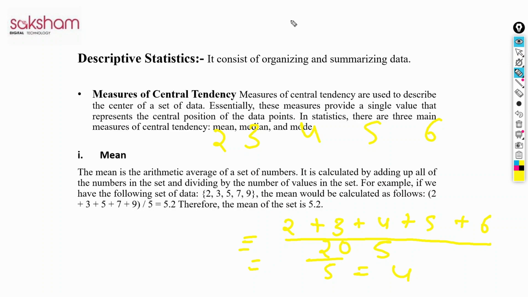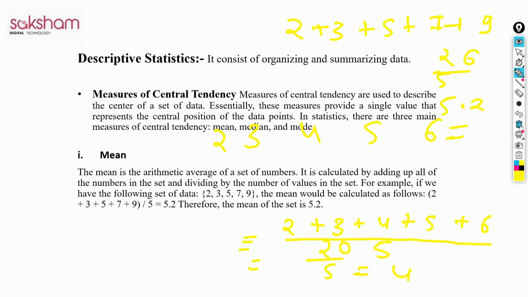So we have 2 plus 3 plus 5 plus 7 plus 9. We have 5, 10, 17, and 17 plus 9 is 26. 26 divided by the 5 values. So 5 fives are 25 and the remaining 1 gives 0.2. So 5.2 is our mean value. Therefore, the mean of the set is 5.2.